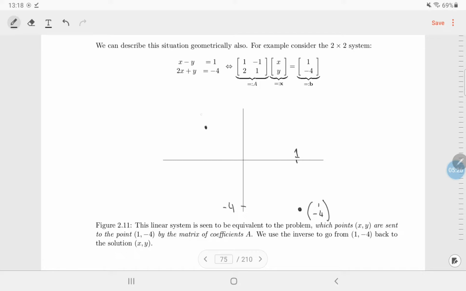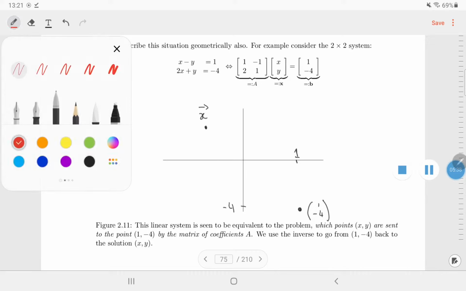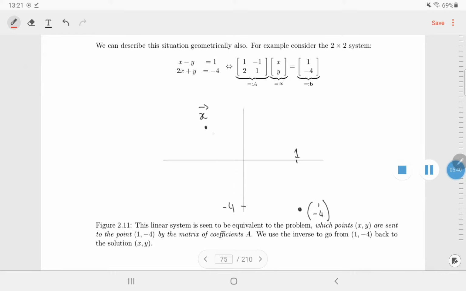So let this be vector x. And the question geometrically says, what point x does the matrix A send to 1 minus 4? You can only multiply this vector on the left, so it's okay to write it multiplied by A. Right. So, how could you do that?